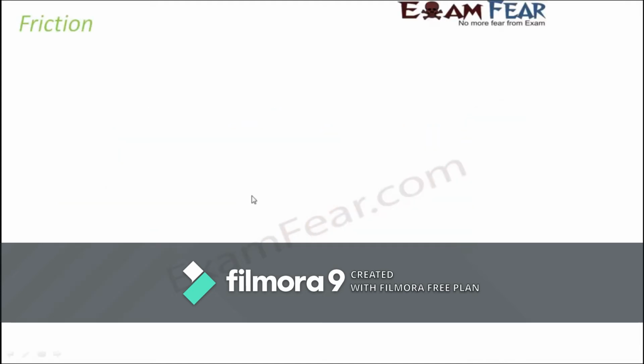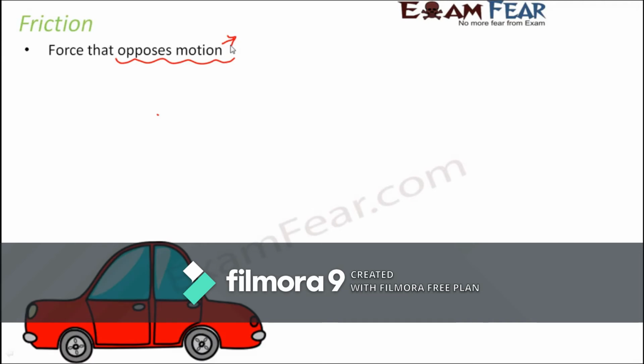The next contact force is friction. So what is friction? It is a force that opposes motion. Now what do we mean by that? Opposes means something which tries to prevent motion. What is motion? Motion is all about movement. So when an object is moving, we say that the object is in motion. Now if there is a force which is trying to stop the movement of that object, that force is called friction. Let me give you an example.